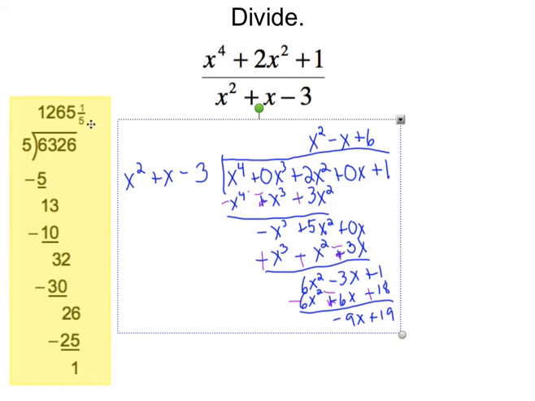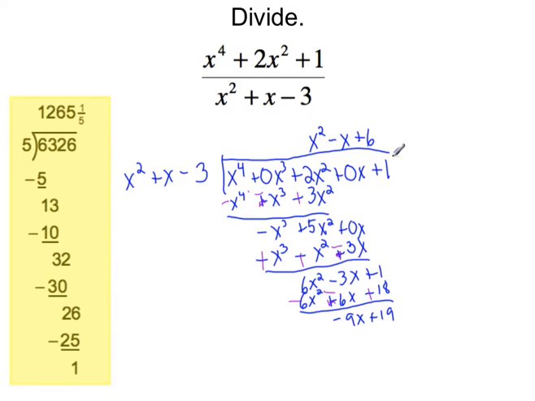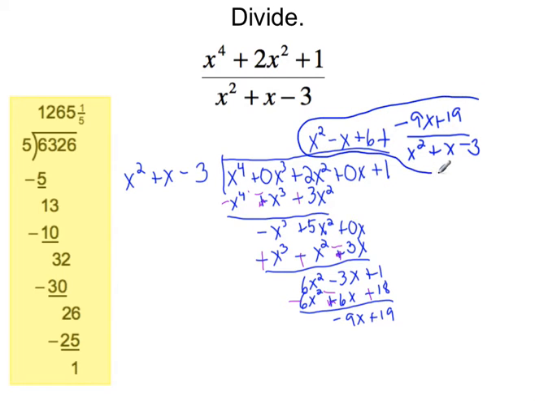And over here we wrote our remainder is 1 over 5. Over in our new problem, we are going to write our remainder is plus minus 9x plus 19 over x squared plus x minus 3. And this is the answer to that long division problem.